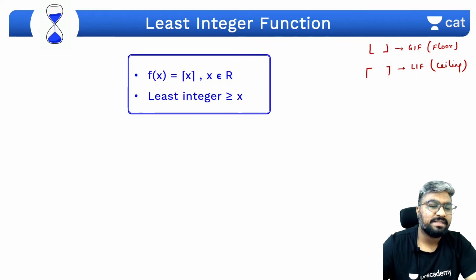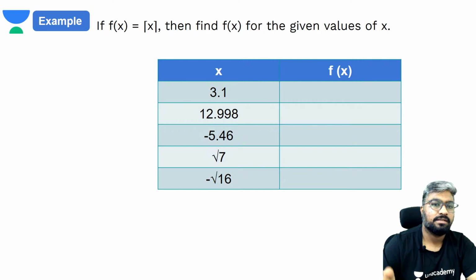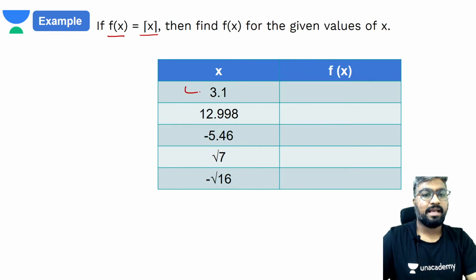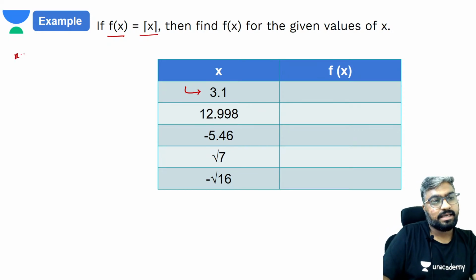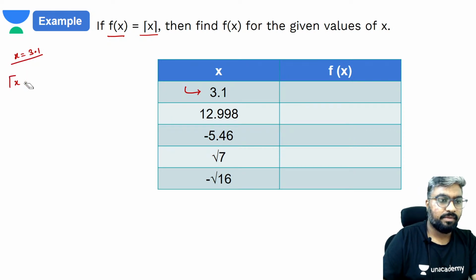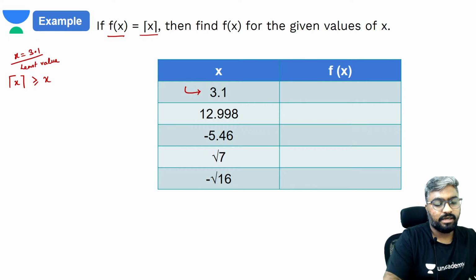Here the concept is the same, but we have to go for the least integer greater than or equal to x. That's it. So we will try this. If f of x is the least integer function of x and the value of x is 3.1, what will happen here? The least integer function of x will be what? This has to be greater than or equal to x, but the least value.